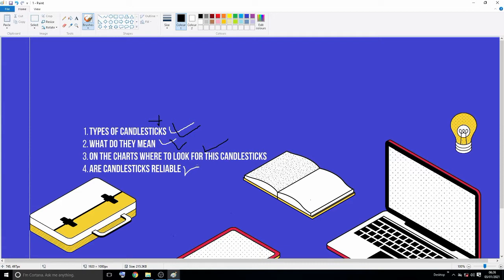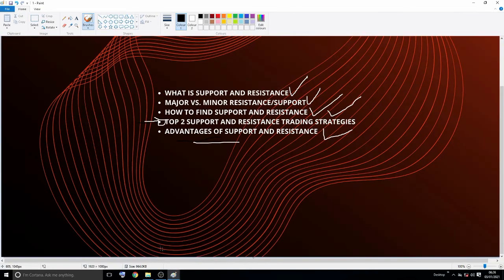So today we are continuing. We will be talking about support and resistance. I will be explaining support and resistance, the difference between major and minor support and resistance, how to find support and resistance, and I will also explain the top 2 support and resistance trading strategies.